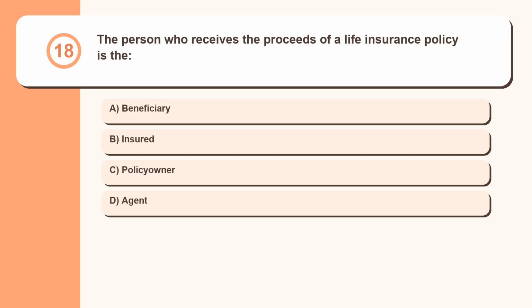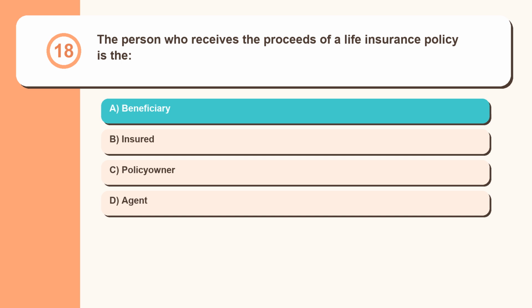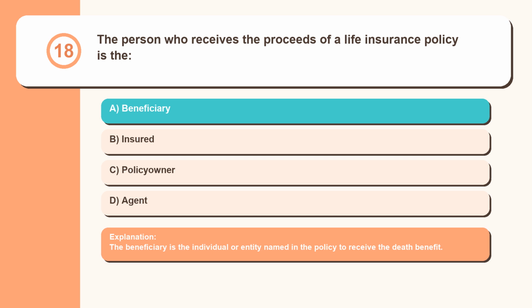Question 18. The person who receives the proceeds of a life insurance policy is the: beneficiary, insured, policy owner, agent. The beneficiary is the individual or entity named in the policy to receive the death benefit.